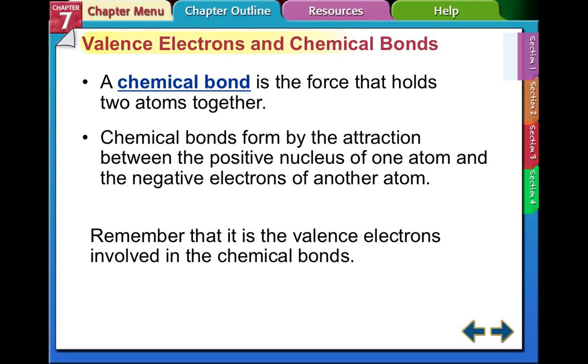Okay, remember we said that when we have a chemical reaction, we start with reactants and they break apart and recombine with each other to make a new product. They have to chemically bond together. So a bond is the force that holds those atoms together. Chemical bonds form by the attraction between a positive nucleus of one atom and the negative electrons of another. So we need to have positives and negatives come together to make that bond. Remember that it is the valence electrons only that are involved in the chemical bonds, so those outer shell electrons.